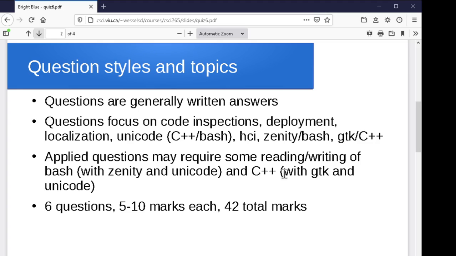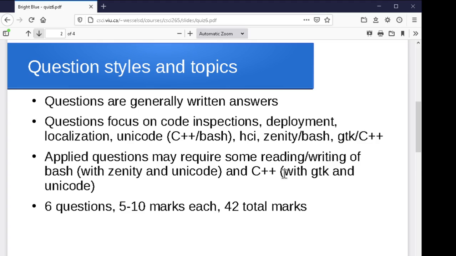So code inspections, that might involve looking at some code, or it might involve discussion of different aspects of code inspections, planning them and whatnot. There'll be a section there on deployment. So what are the processes and things you have to think about when you're actually releasing a product or an update, a patch, an upgrade, whatever it might be.